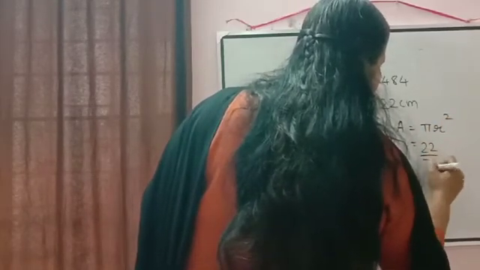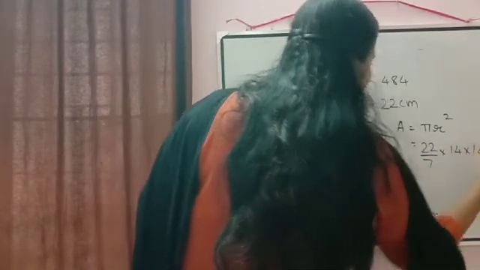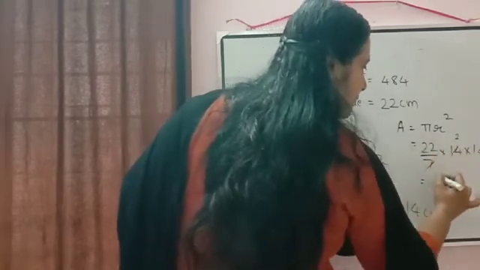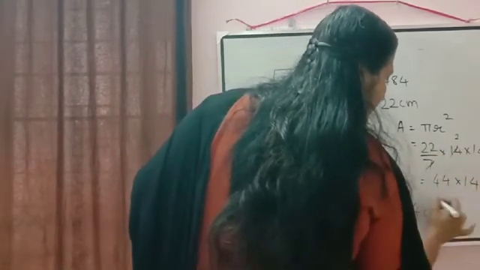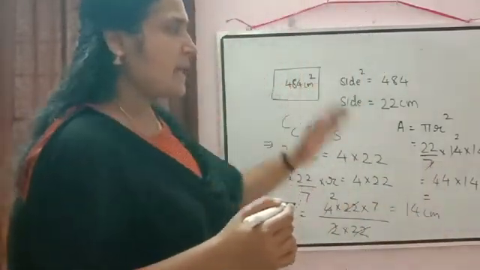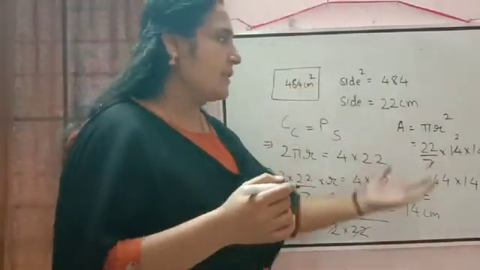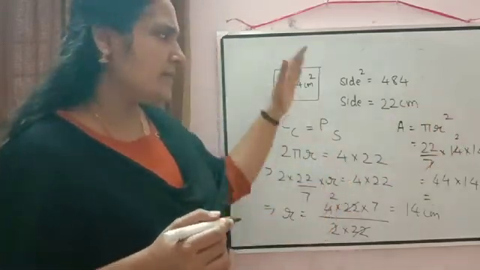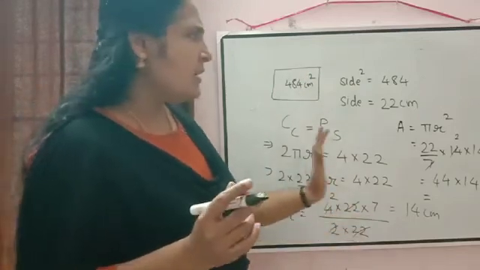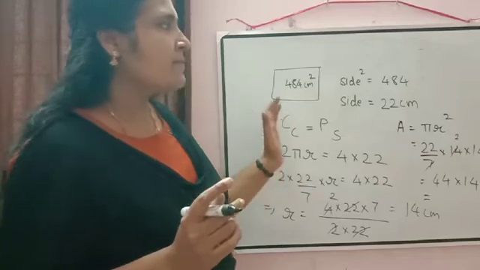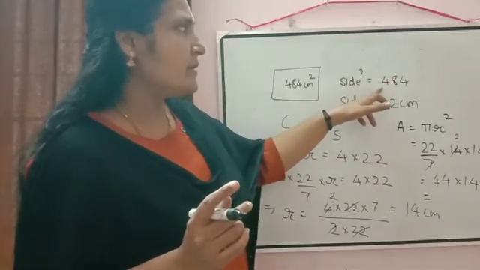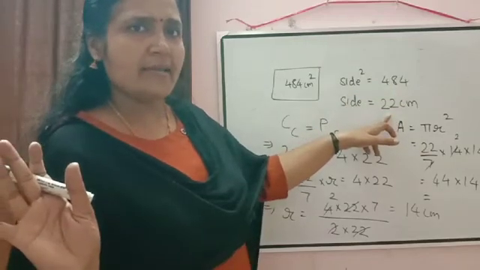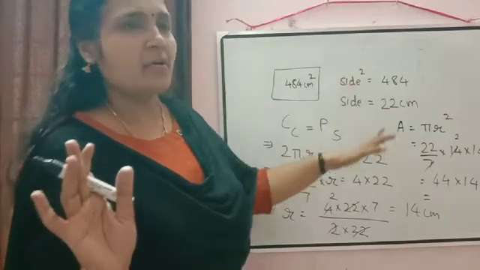Substitute the value 22 by 7 into 14 into 14. So here 7 and 14 will get cancelled. 22 into 2 will be equal to 44 into 14. Here I am doing some calculations just to explain how we can do our work without any rough work. In this question we haven't done any rough work, because I know square root of 484 is 22. That's why rough work is not required, so in this way you are saving your time also.